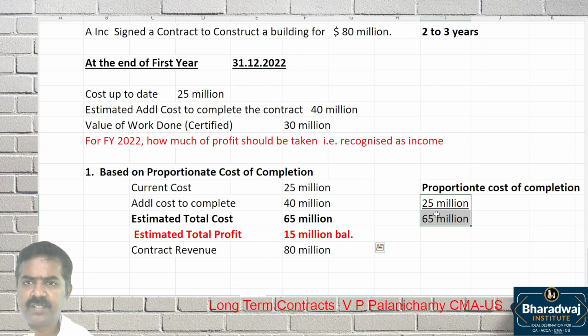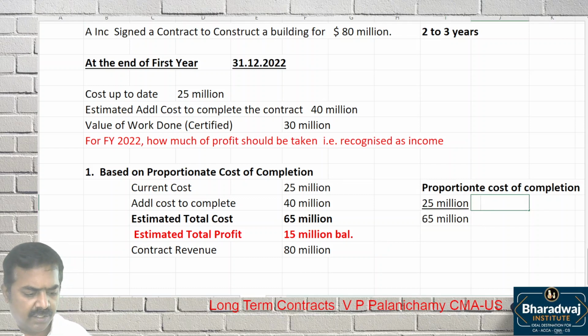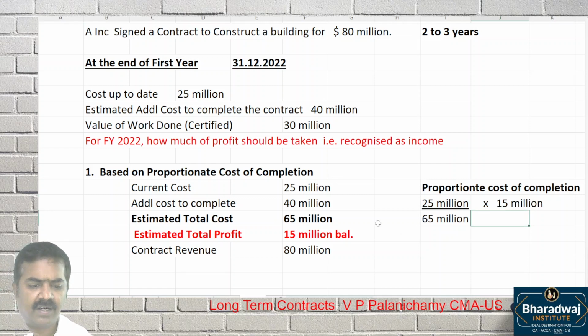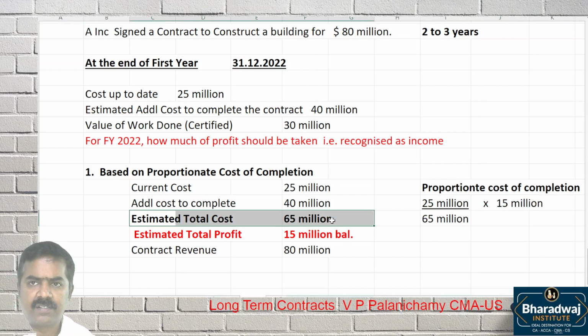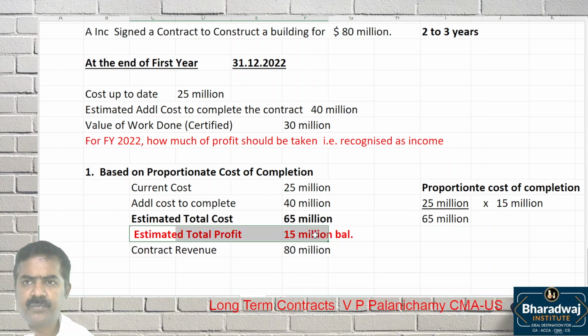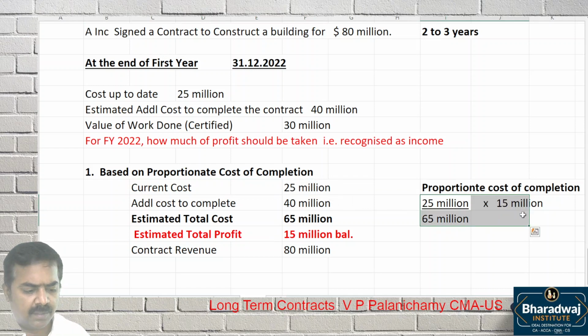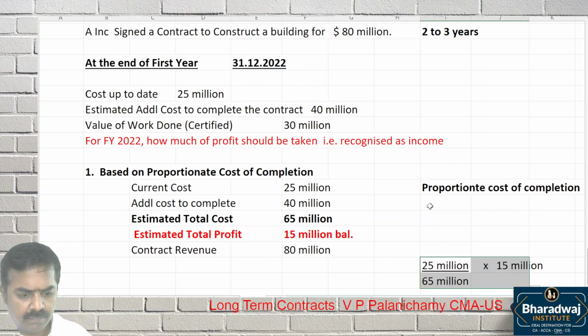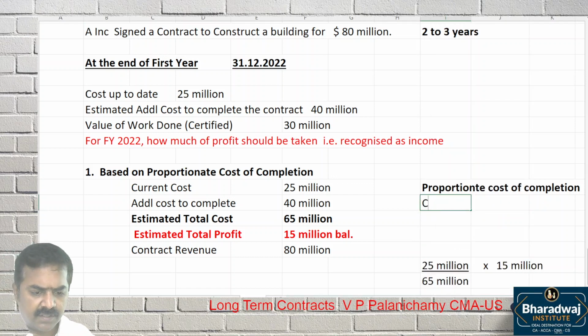25 million out of 65 million, this into 15 million. Otherwise, if entire 65 million is spent, you will get a profit of 15 million. We spent only 25 million. So we can develop a formula here. Current cost divided by estimated total cost into estimated total profit.